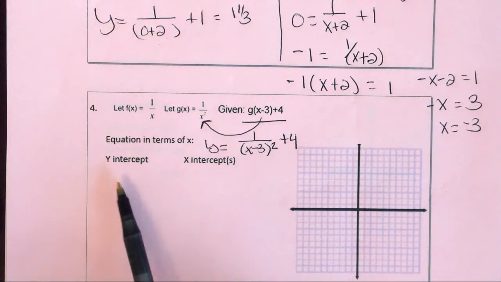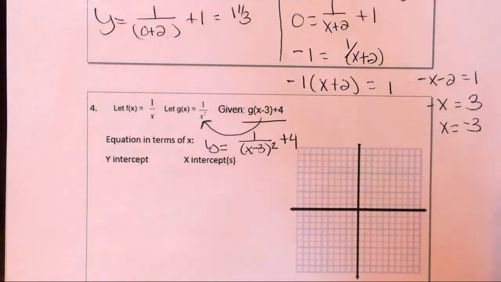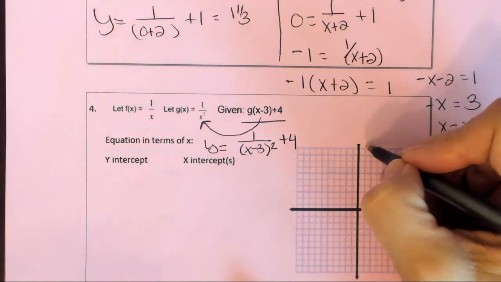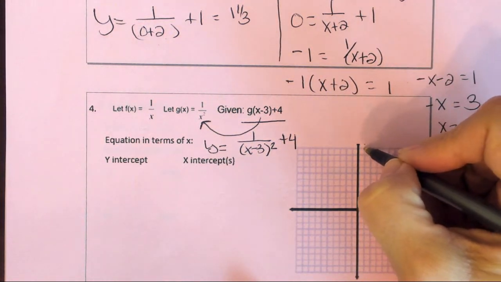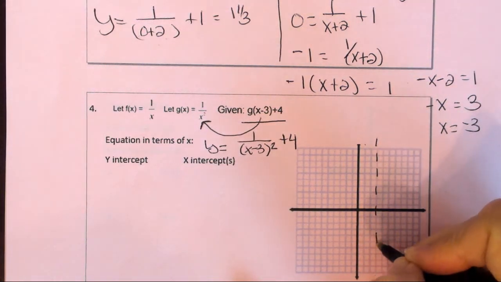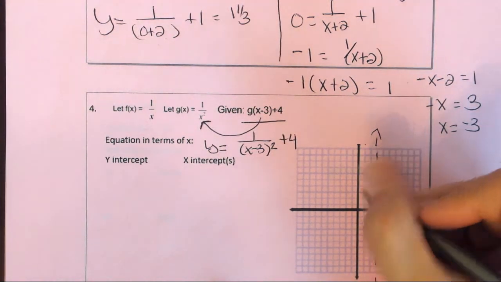So again, we can find our x and y intercepts by looking at the graph or just by plugging in. I'm going to start by looking at the graph like I did last time. It says x minus 3, so I'm going to go right 3, 1, 2, 3. We do the opposite. Okay. It says plus 4, so I'm going to go up 4.